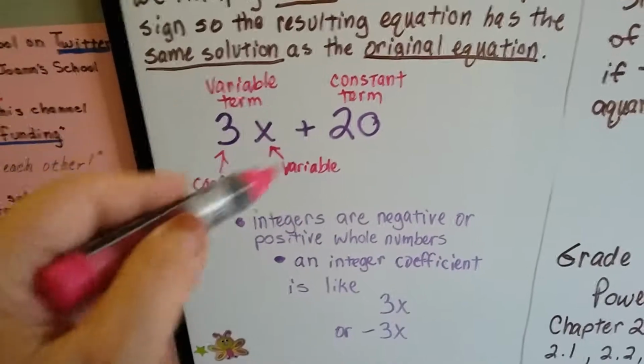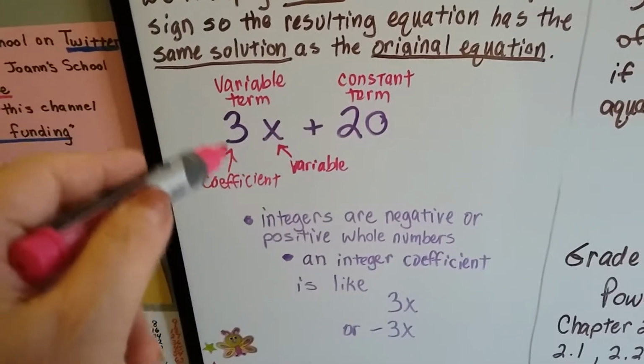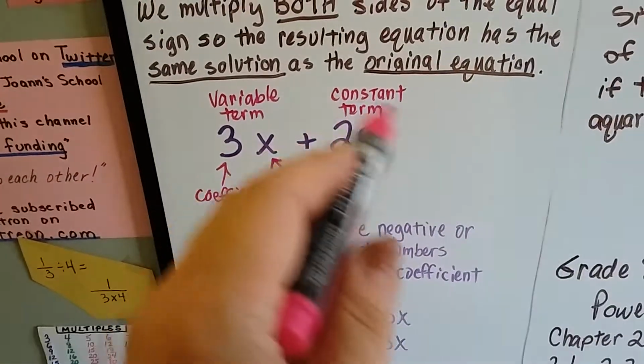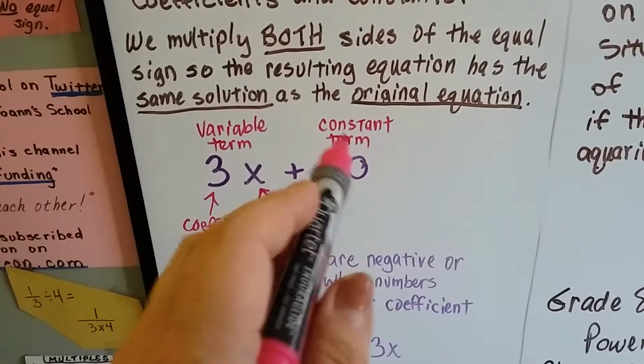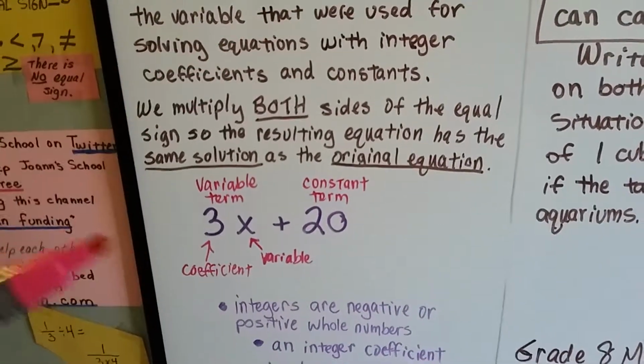This is a variable term because it's a term that has a variable in it, so its value changes depending on what the variable's worth. That's a constant term because it doesn't have a variable, it's just a constant number, see? So now you know integer coefficient and constant, right? So you're not confused? All right.